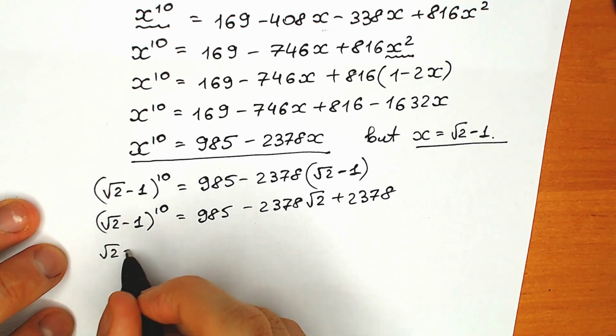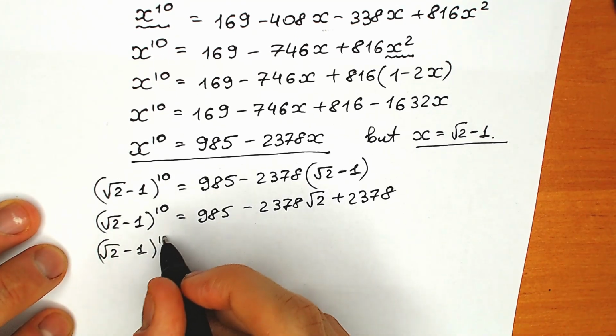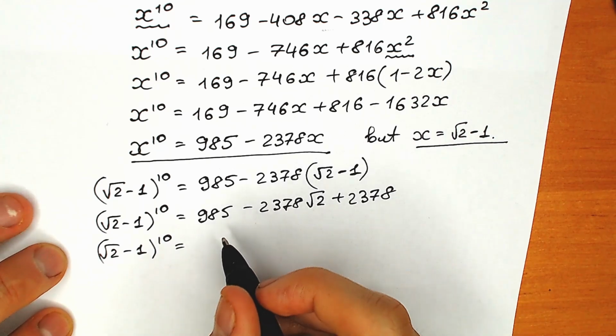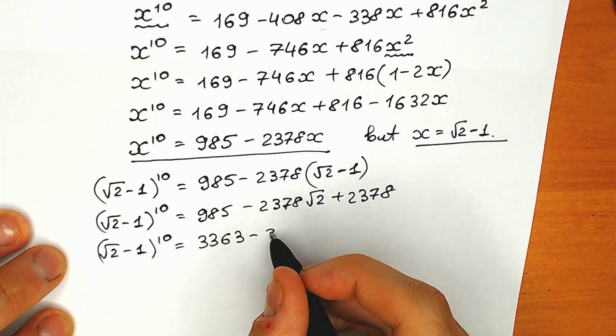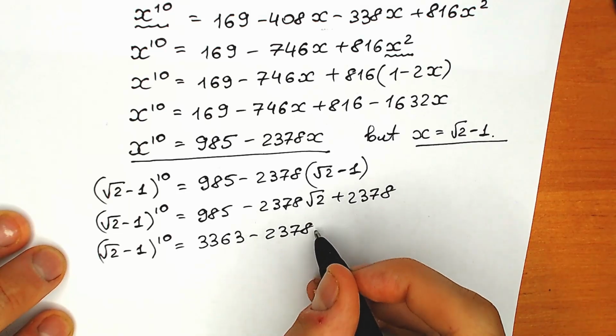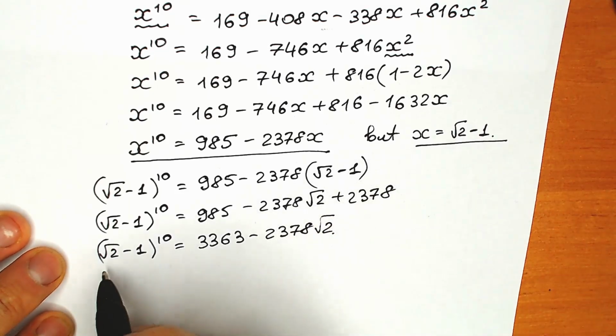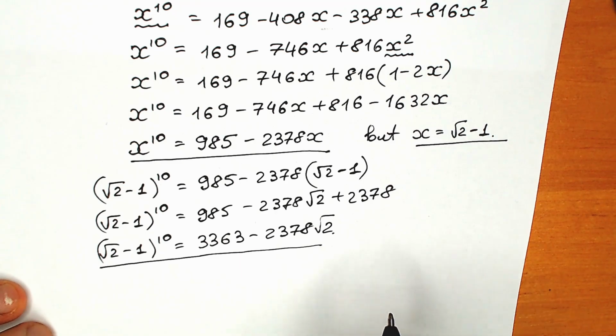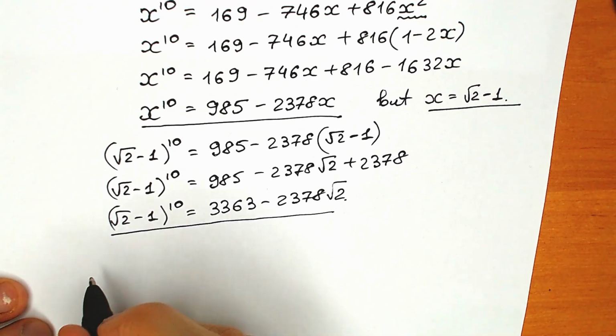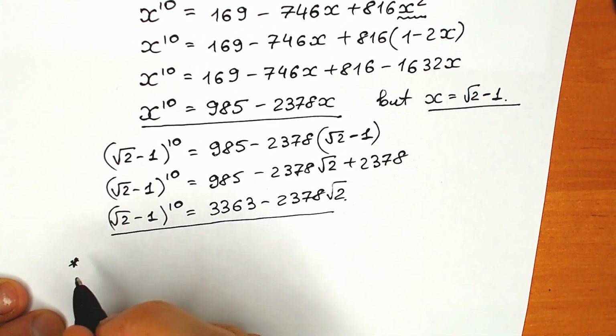Let's add right here these two coefficients. So as a result, square root of 2 minus 1 to the power 10 equals 3363 minus 2378 square root of 2. So this is our square root of 2 minus 1 to the power 10, and we really need this expression because, as I said before, I just rewrite this expression from the beginning.